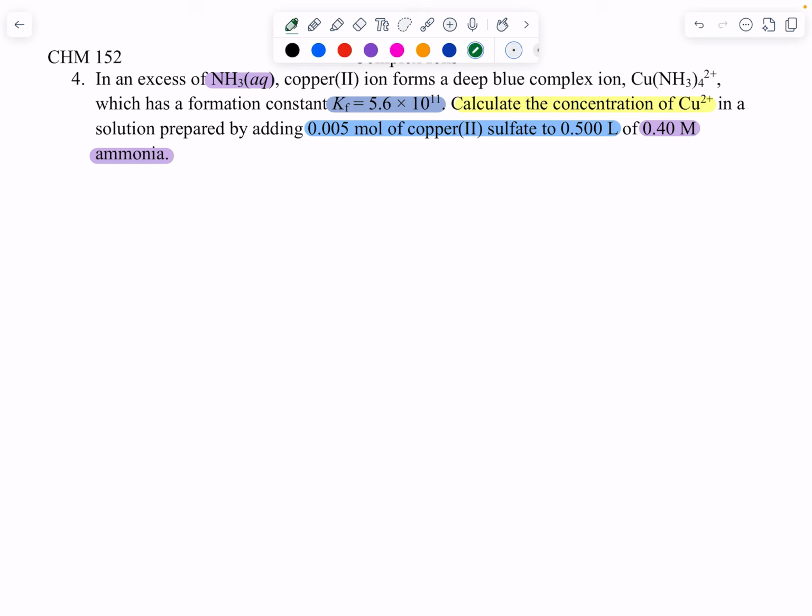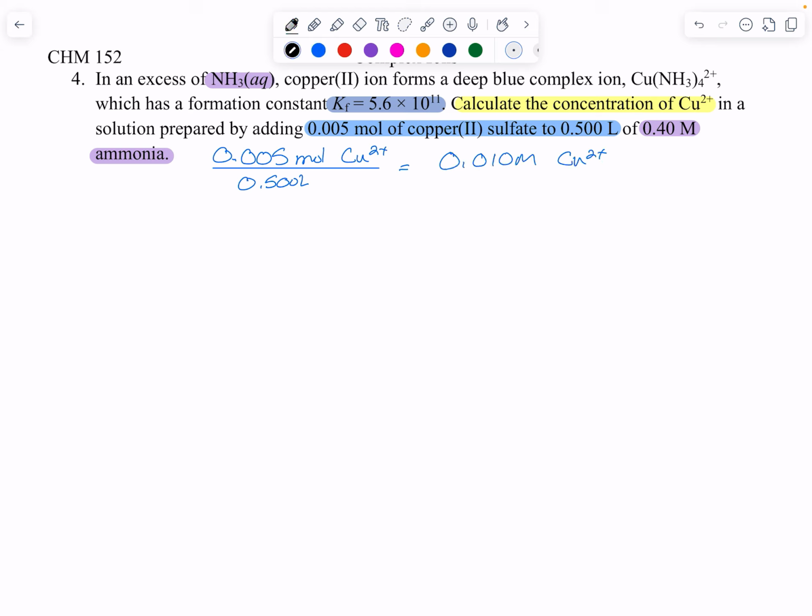All right, so we have 0.005 moles of Cu2+. We don't care about the sulfate. Divided by 0.500 liters gives us 0.010 molar Cu2+.